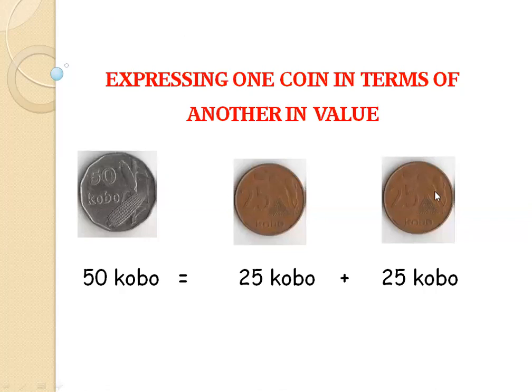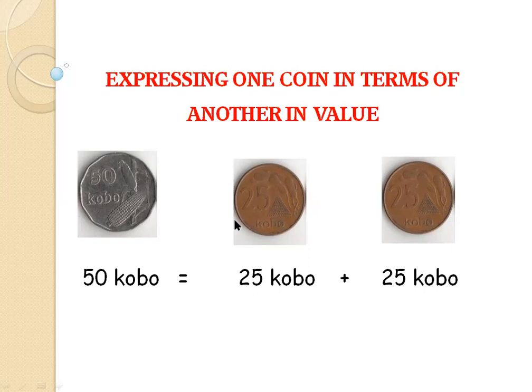This is 50 kobo. I can decide to break it down into 25 kobo, 25 kobo. So I have expressed 50 kobo in terms of another, 25, 25. Do you understand? For these two, I can decide to use 10, 10 kobo. So that will give me 10 kobo in 5 places. I can decide to use 5 kobo. That will give me 5 kobo in 10 places. Or I decide to use 1 kobo. That will give me 1 kobo in 50 places.